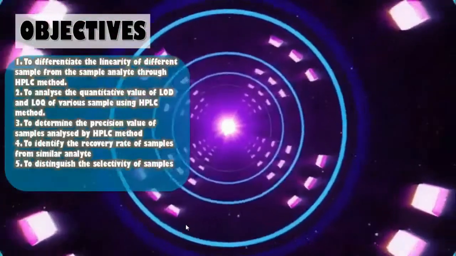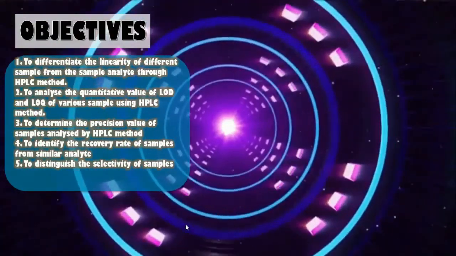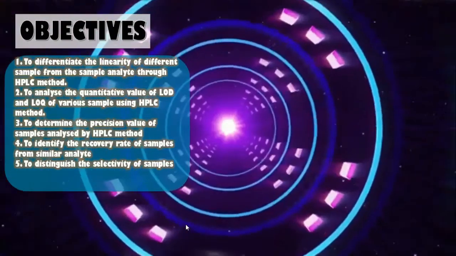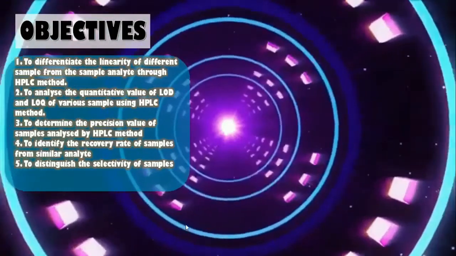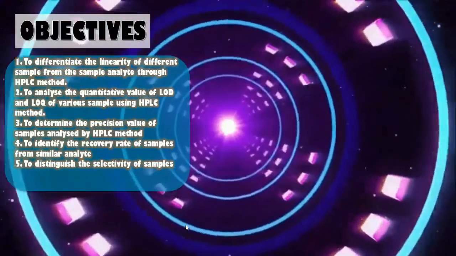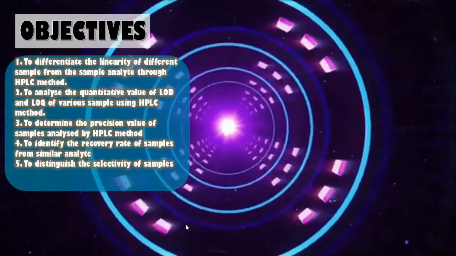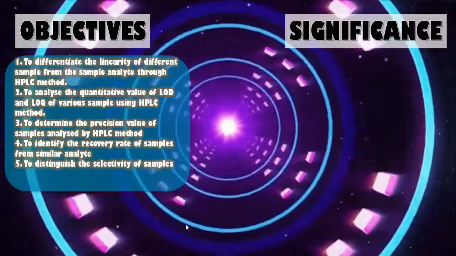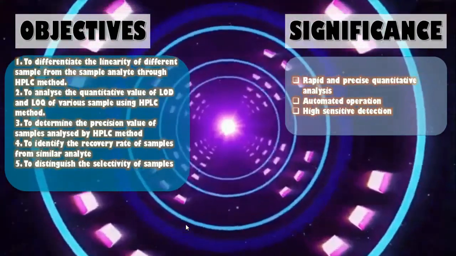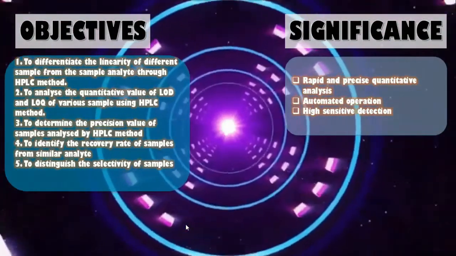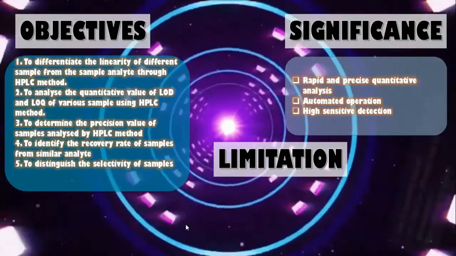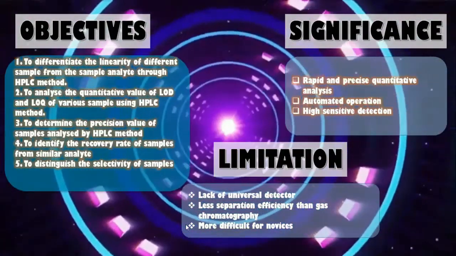Okay, so the objective of the study is to differentiate the linearity of the sample along with the value of LOD, limit of detection, and LOQ, limit of quantitation, analyzed by the HPLC method. Next is to determine the precision of samples and their recovery rate, and lastly to distinguish the selectivity of the sample. The significance of the HPLC method is that it is a rapid and precise quantitative analysis with an automated operation that has high sensitive detection.